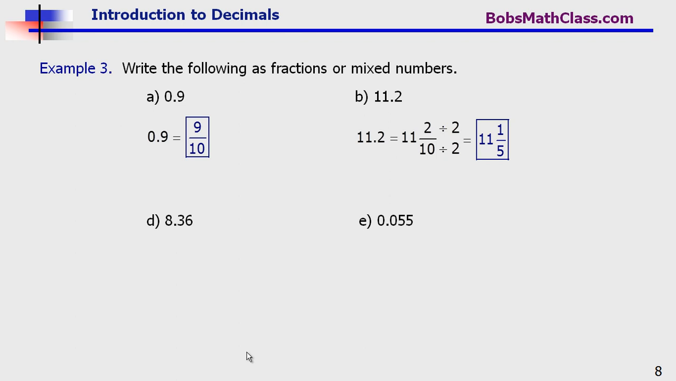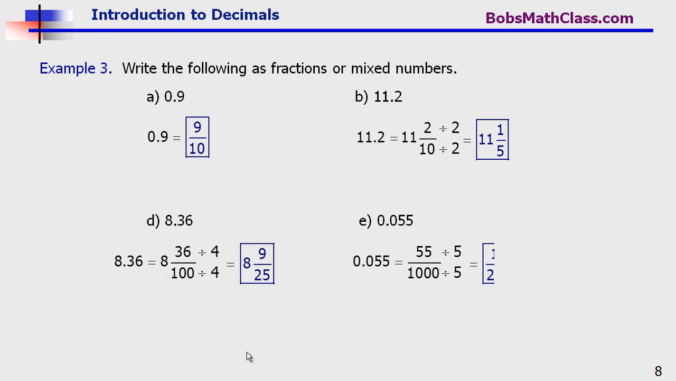Okay, 8 and 36. Second place is the hundredths, so 8 and 36 hundredths. We could divide by 2 and then divide by 2 again, or you could divide by 4. 4 goes into both of them. That will give you 8 and 9/25. And E, that's 55 over, the third place is the thousandths. We will divide by 5, 11 over 200.